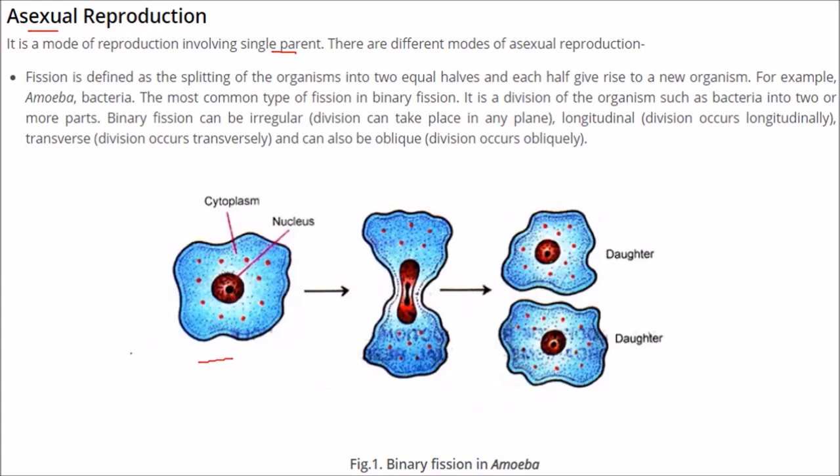See, this is amoeba. Now it breaks into two halves, and you can say two new daughters. Amoeba, bacteria. This is binary fission. So the division of organisms like the bacteria into two or more parts is fission, and binary is for two. So binary can be irregular also. It can take any plane. It can be longitudinal. It can be transverse. It can be oblique.